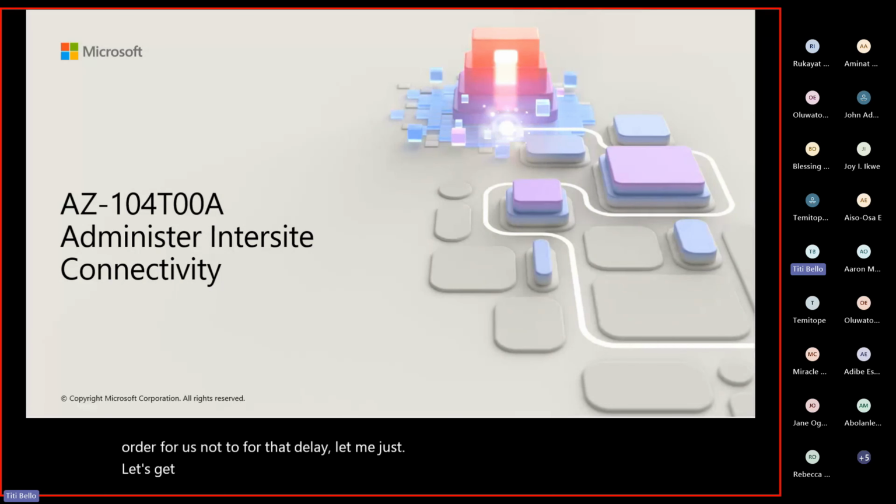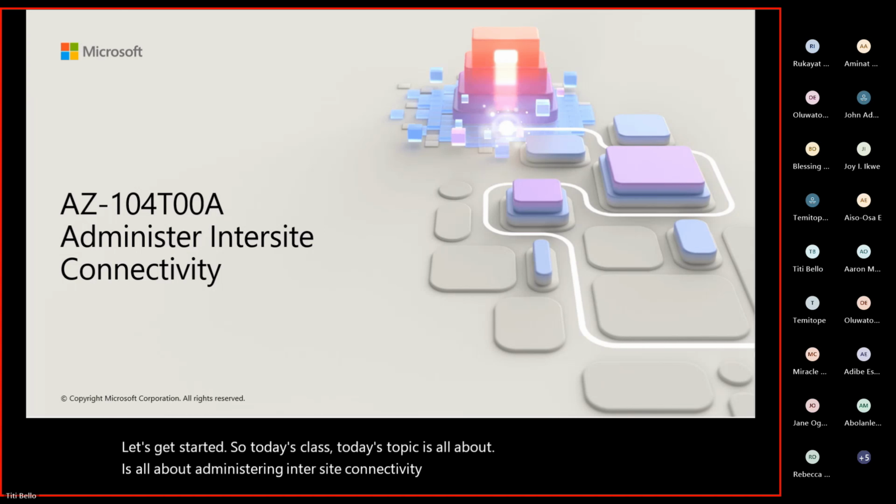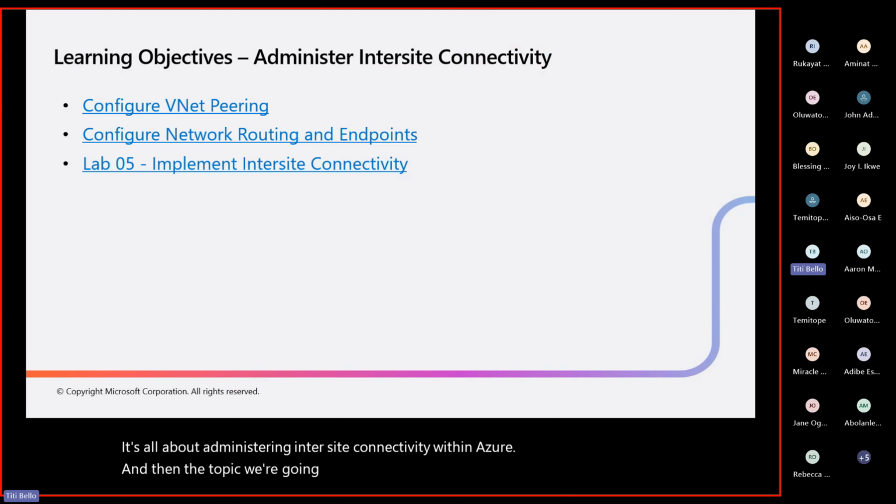So today's class, today's topic is all about administering inter-site connectivity within Azure. And then the topic we're going to be covering in this includes what we call VNet peering, that's virtual network to virtual network peering. And then we'll look at routing, network routing alongside with it.